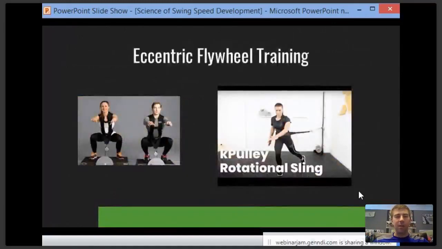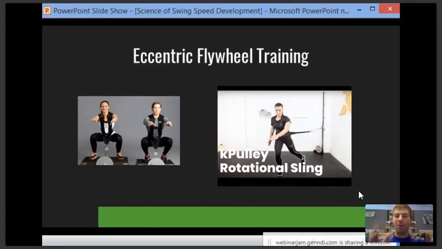I think the biggest confusion in the strength world is where everybody wants to do one-armed exercises, standing on one leg with just bands and not a lot of weight. And the research is very clear that if you can get stronger, you're going to put more force into the ground, so the club is going to go faster.